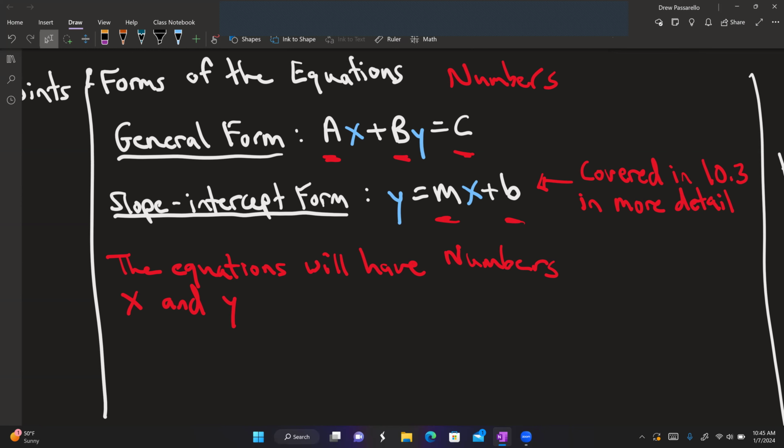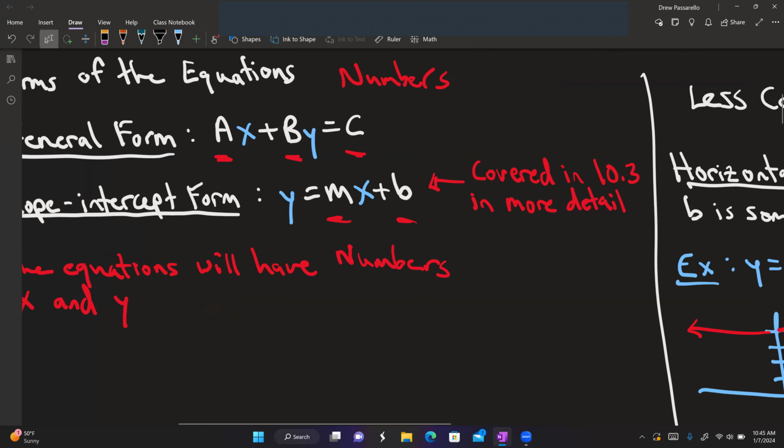Now, real quick, before I move on to the next thing, for the slope-intercept form, the lowercase letter m represents what's called slope, and we'll learn about that in 10.3. And the lowercase letter b represents the y-intercept. We've already talked about the y-intercept in the previous video, and the y-intercept is a point that is on the y-axis. So lowercase b is where the line crosses the y-axis. All right, so those are the two main forms, general form and slope-intercept form.